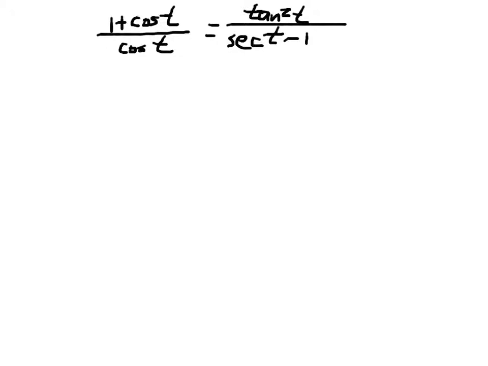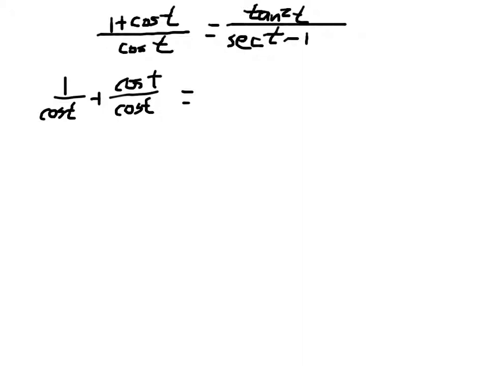On the left-hand side, I'm back into that situation where I can take this single fraction and rewrite it as a sum of fractions with the common denominator. Very similar to what we did last proof. So 1 over the cosine of t plus cosine of t over cosine of t equals, now over here, tangent squared.